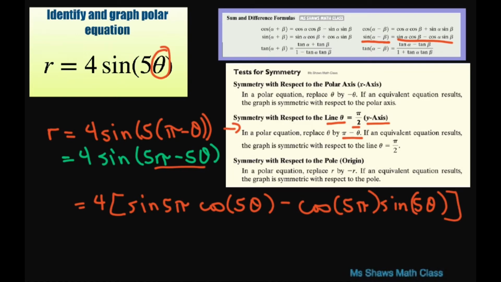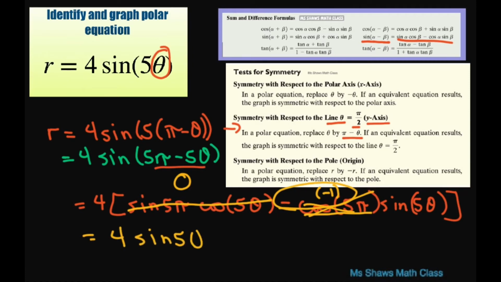Now, sine of 5 pi is 0, so all this is going to equal 0. Cosine of 5 pi is negative 1. So you have two negatives, and this is going to be a positive. So we're going to get 4 sine of 5 theta. Since we have equivalent equations here, this test passes. So our graph is going to be symmetric to the y-axis.